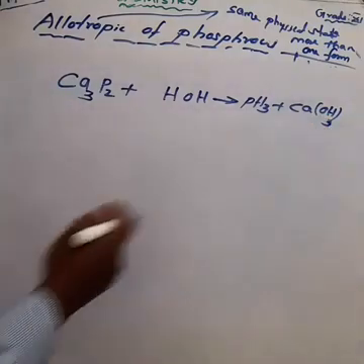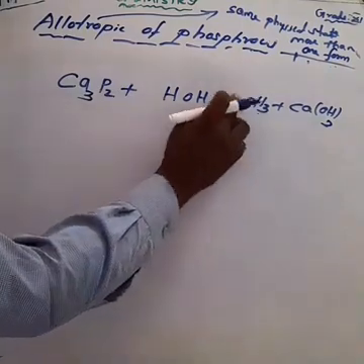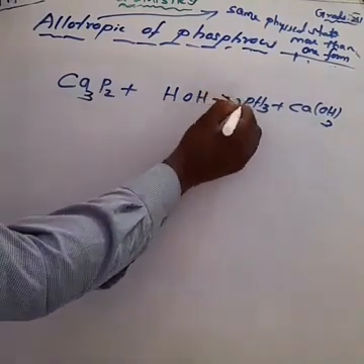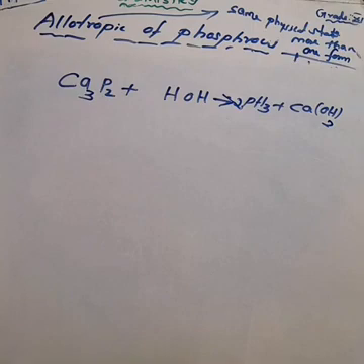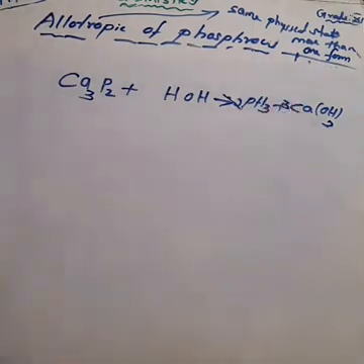How much phosphorus is there? 2 phosphorus. So make it on the product side 2 phosphorus. So we get 2 phosphine. How much calcium is there? 3 calcium. So make it on the product side 3 calcium.